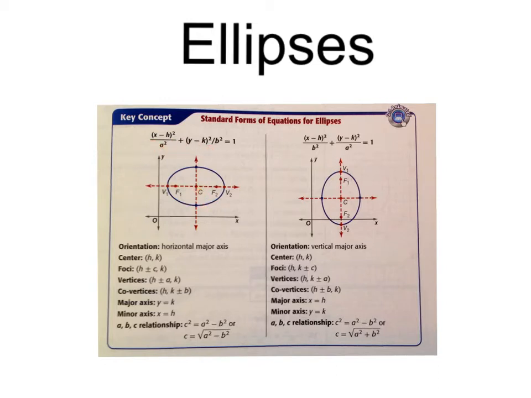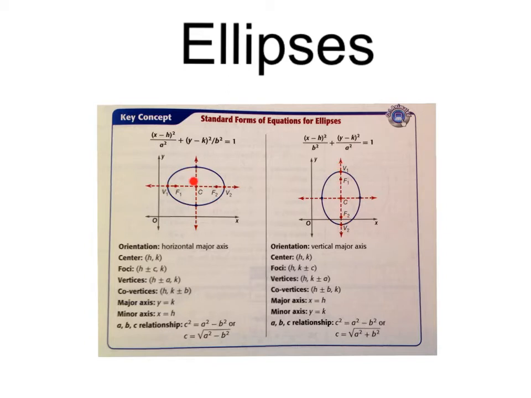Second, notice that all ellipses are not circles, meaning that one direction is going to be longer than the other. We call the longer axis the major axis. In this case, the major axis would be horizontal. In this case, the major axis would be vertical. How do we determine this? Based on which number underneath our x or y term is bigger. So in this case, if a is bigger, we go left and right. In this case, for y, the a represents the bigger number. That's going to be vertical, up and down.